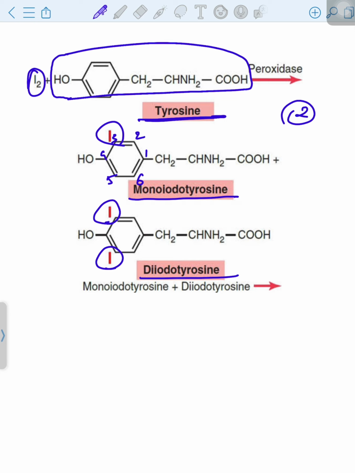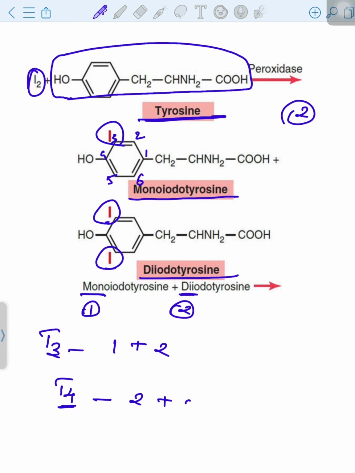See, and now let's see how T3 and T4 are formed. It is a simple calculation. You have numbers 1 and number 2 with you. Mono means 1 iodine, di means 2 iodine. For T3, you need 1 plus 2. For T4, for the number 4, you need 2 plus 2. 2 plus 2, 4. 1 plus 2 is 3. So you need MIT and DIT to form T3. You need DIT and DIT to form T4.